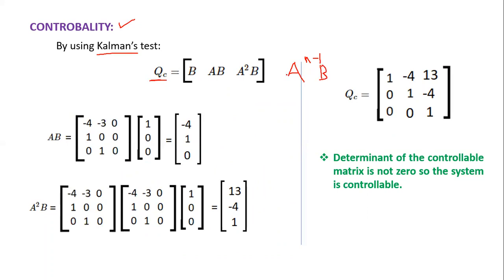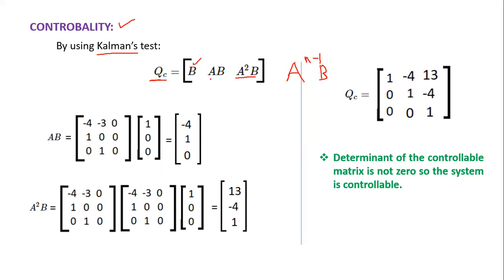What is n value? N is the number of state variables. N depends upon the number of state variables. In our case, we are having 3 state variables. So if you substitute n as 3, then you are getting 3 minus 1, so 2. So that's why up to A square B we are finding. This one is the controllable matrix. QC is equal to B, A B, A square B.